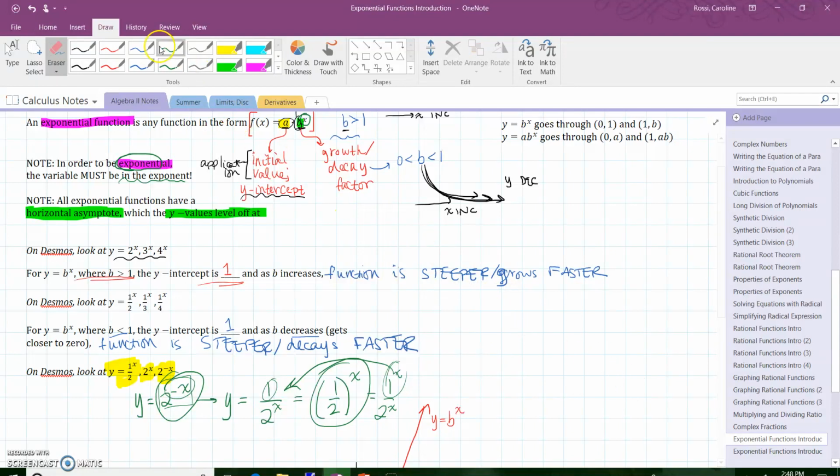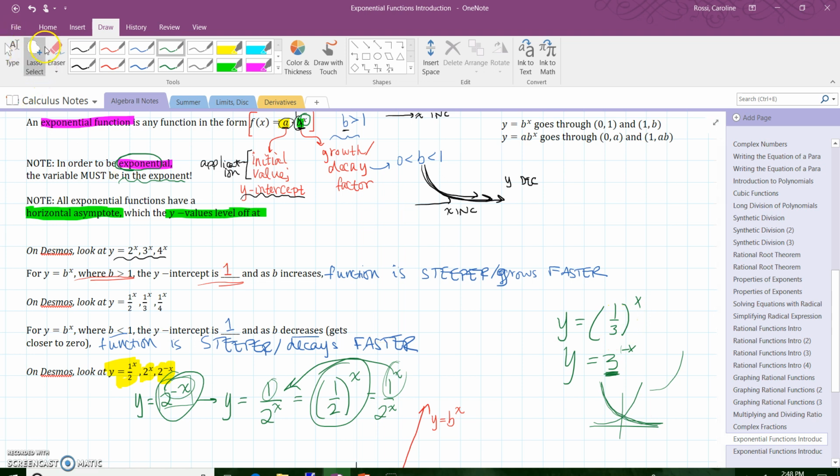The same applies for pretty much any other number out there. It's not like it only works for a half. If you did something like a third to the x and then y equals 3 to the negative x, those would be the same thing. So even though you might be looking at your base saying, oh, that base is bigger than 1, that's going to be growth, if you have a negative in front of the x, like 3 to the negative x, it reflects over the y-axis, so now it looks like this, which is the exact same thing as 1/3 to the x.